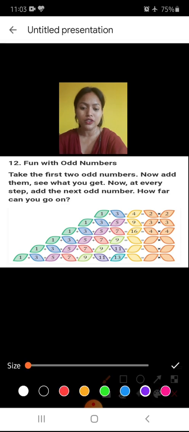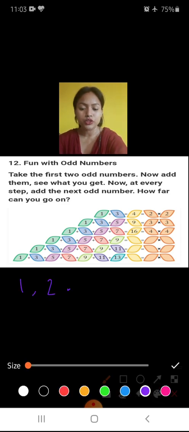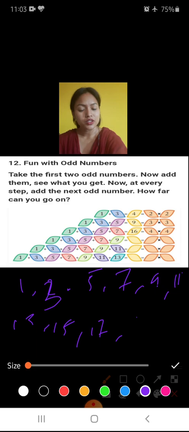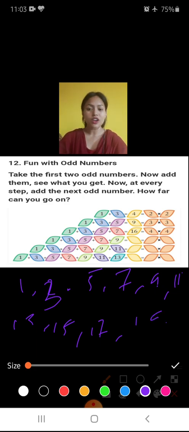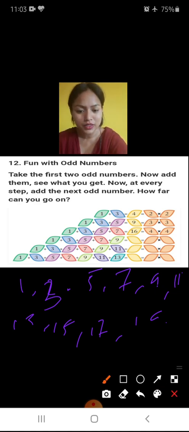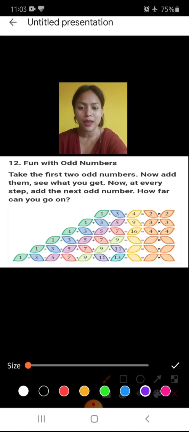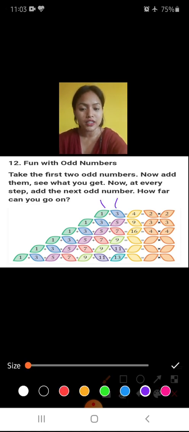First of all, we will see what the odd numbers are. 1, 3, 5, 7, 9, 11, 13, 15, 17, 19, 21. So all these are the odd numbers. They don't come in the table of 2. So we have to take odd numbers and we'll do some tricks with them. So it is 1 plus 3. Both are odd numbers. 1 plus 3 gives 4. And what is 4? 2 multiplied by 2 is 4.